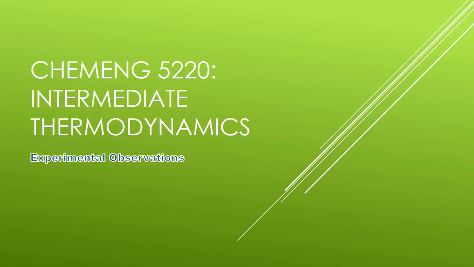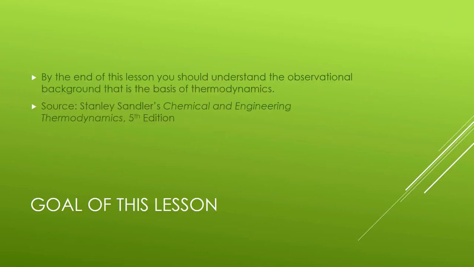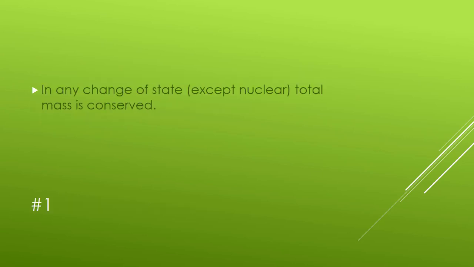This material is tied to the course Intermediate Thermodynamics, and we will be looking at experimental observations in thermodynamics. Our goal here is that by the end of the lesson you should understand the observational background that is the basis of all thermodynamics. My source on this is Stanley Sandler's textbook, Chemical and Biochemical Engineering Thermodynamics, the 5th edition. So we're just going to go through those.